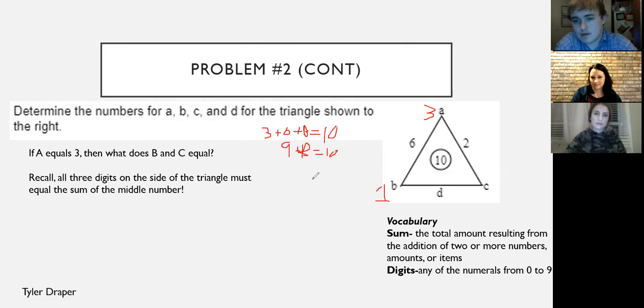All right. And then it says, what does C equal? Well, we know that A is 3, so 3 plus 2 is 5, and then 10 minus 5 is 5, so C will equal 5 as well.